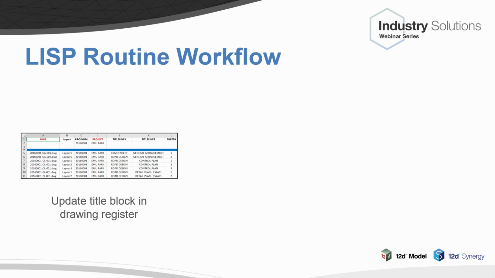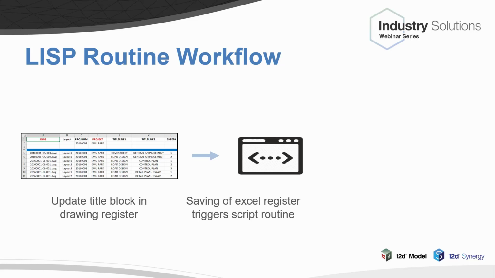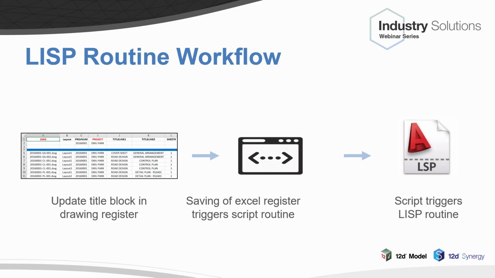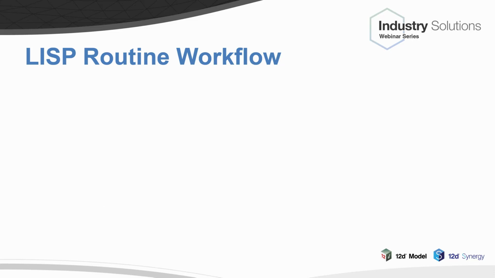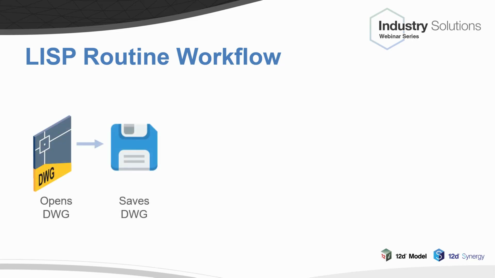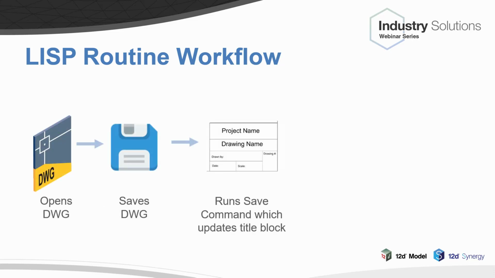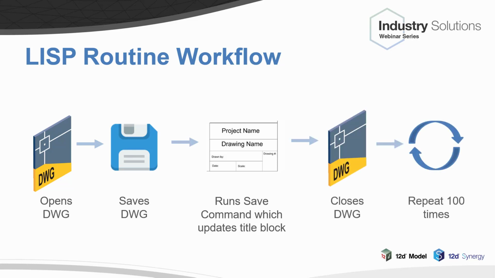So once you save that drawing register, that will trigger your script routine, which will then in turn trigger your Lisp routine. And now what this Lisp routine will do is first it will open a DWG. It will save that DWG. Once that DWG is saved, that will run the save command, and this is what actually updates your title block. Next it will close the DWG, and then once again you repeat for all 100 drawings.